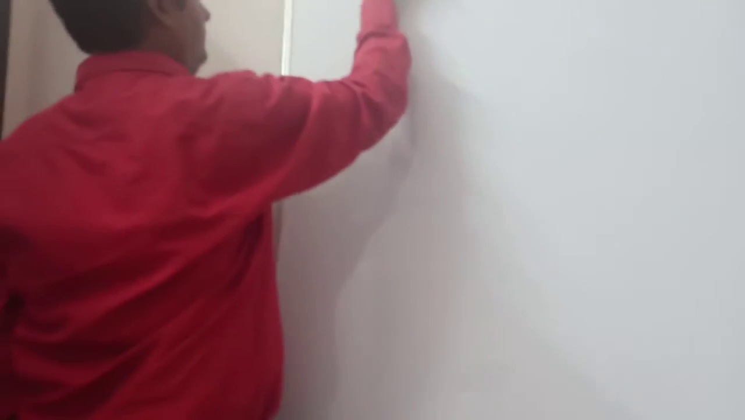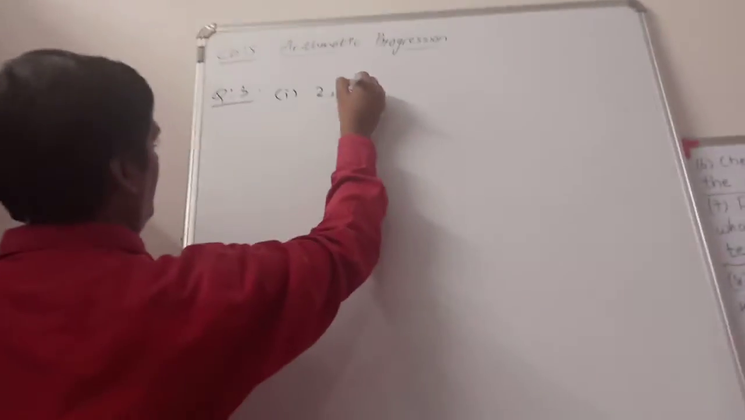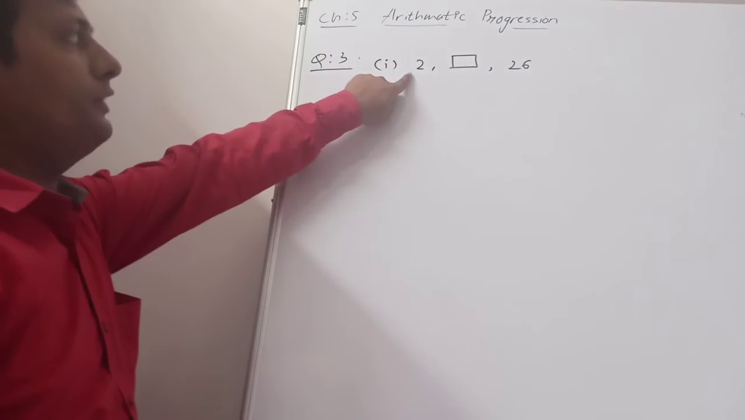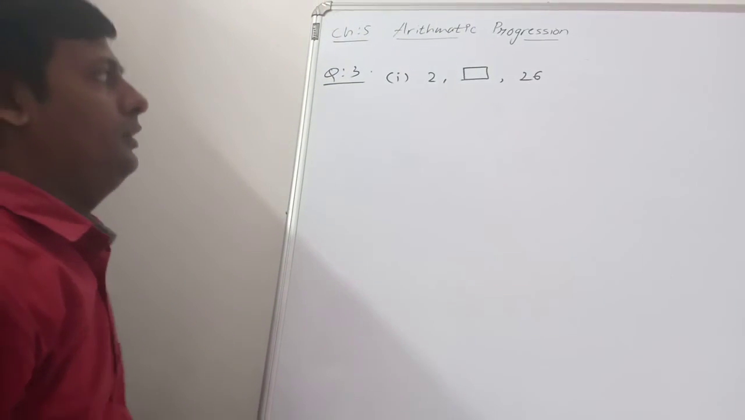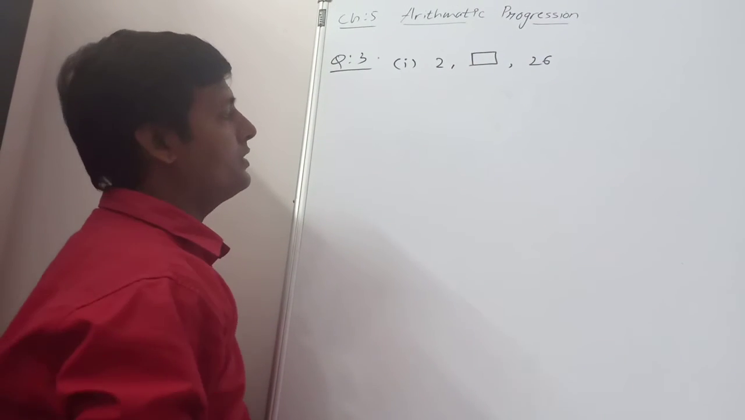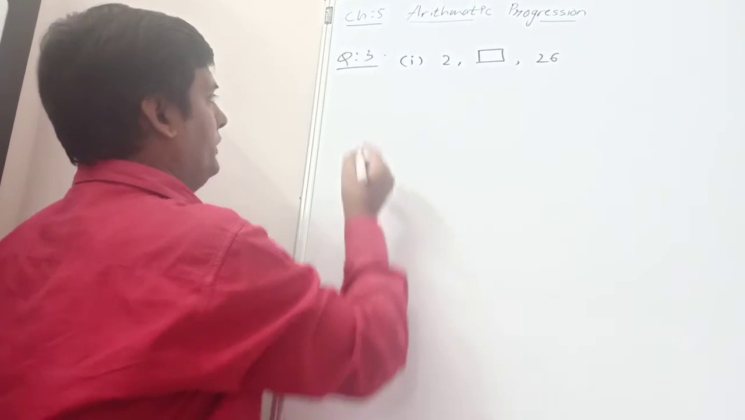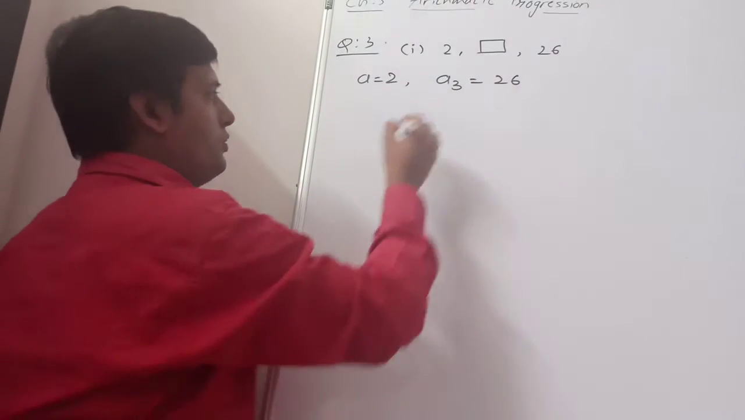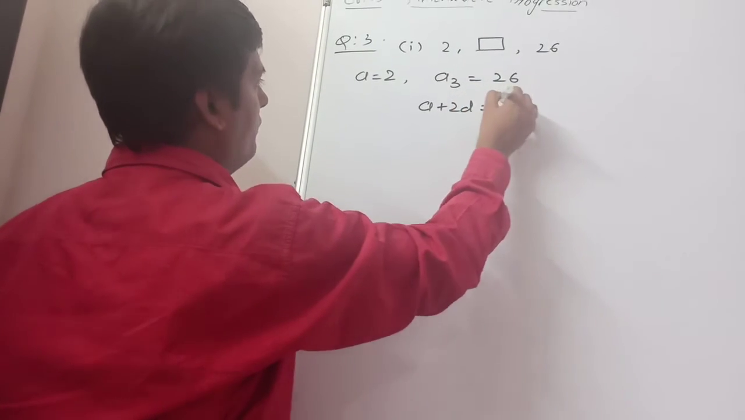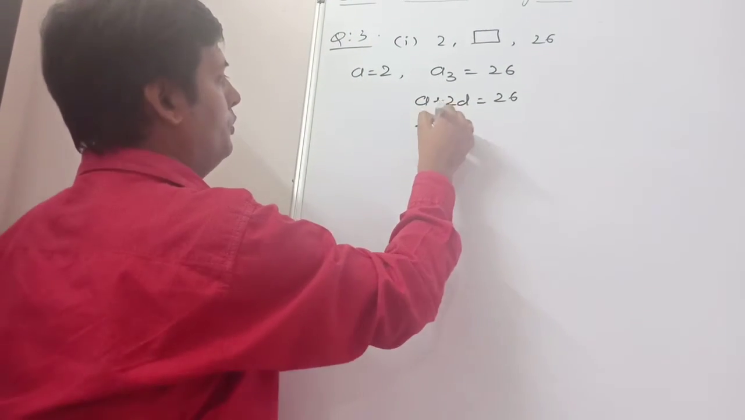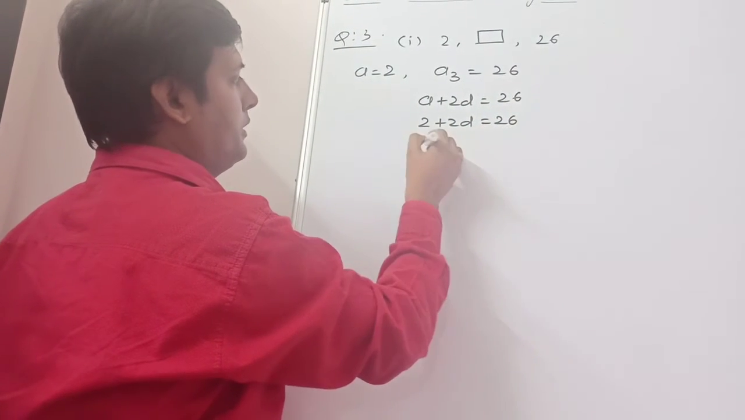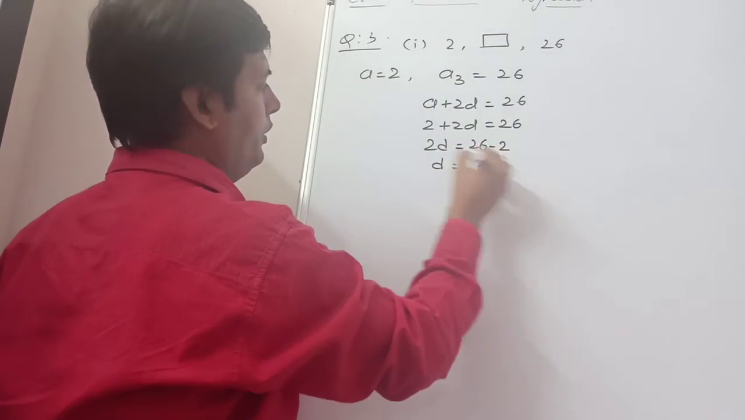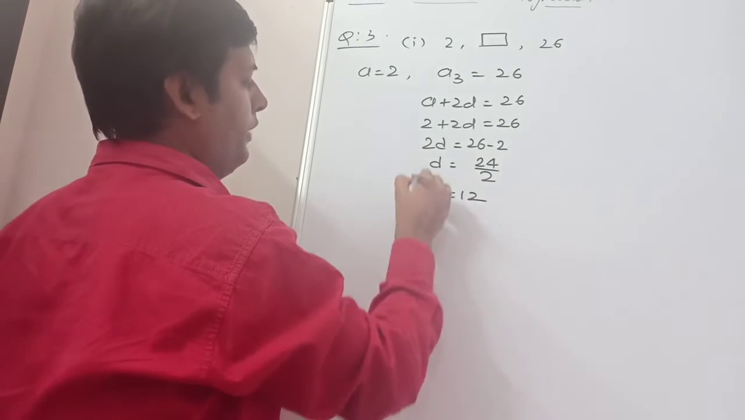Question 3 of the first. Here the 2, bracket, and 26 are given, and the terms between are missing. So this one is the first term, this is the second term, and this is the third term. We want to find the second term. We need the common difference, but it is unknown. So first, a is equal to 2 and the third term is equal to 26. The formula of the third term: a plus 2d is equal to 26. A is equal to 2, so 2 plus 2d is equal to 26. So 2d is equal to 26 minus 2, so d is equal to 24 by 2, we got d is equal to 12.